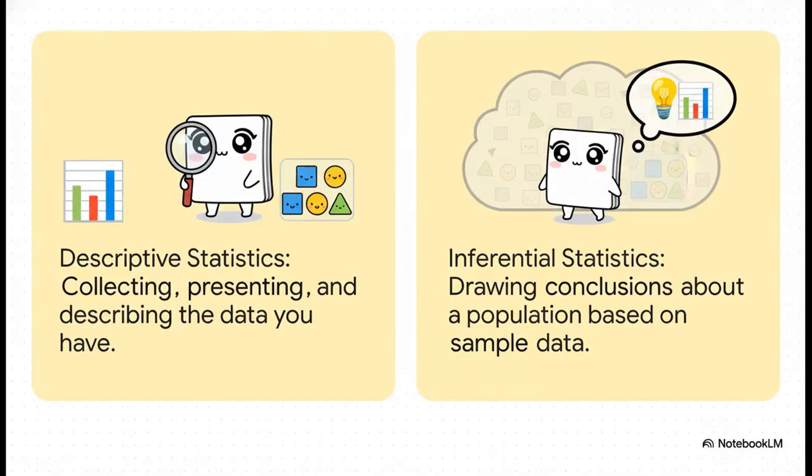Okay, so the first tool is called descriptive statistics. This is all about describing the sample that's right in front of you. The second tool is inferential statistics. Now, this is where things get really interesting. This is where we make an educated guess, or what's called an inference, about the entire population, all based on our small sample. So think of it this way. One is about what you know for sure, and the other is about what you can logically deduce.